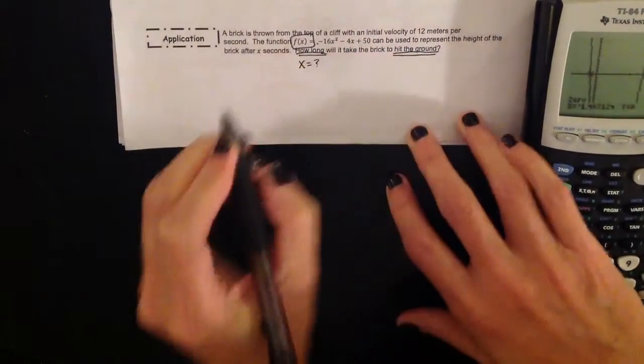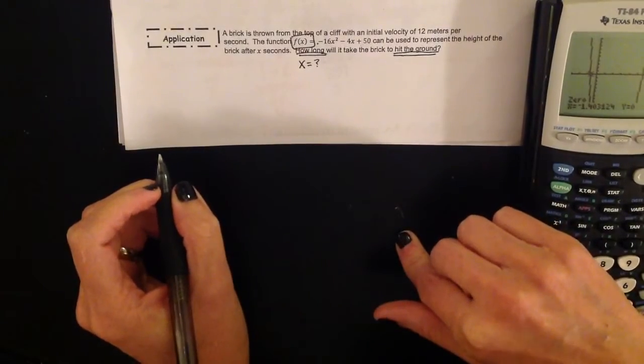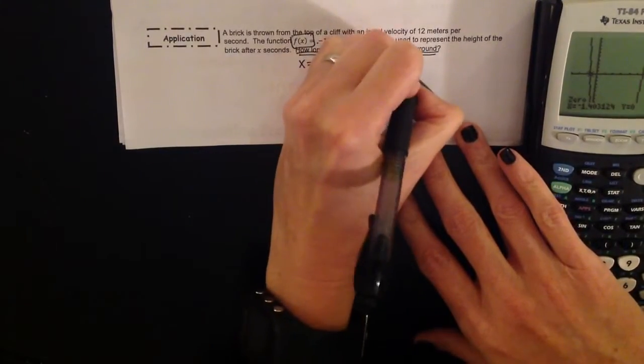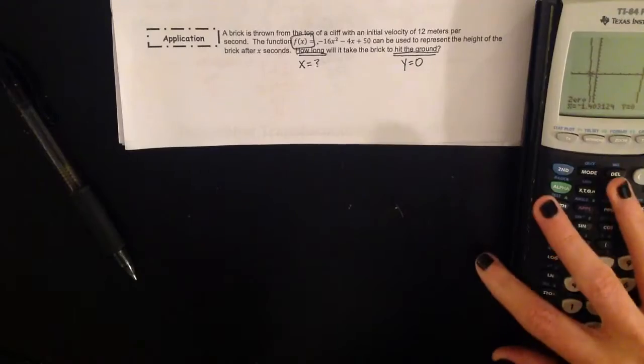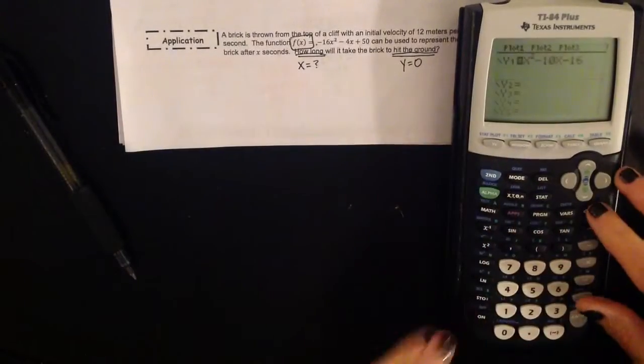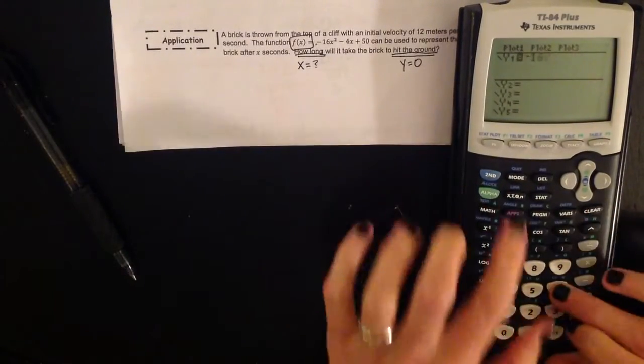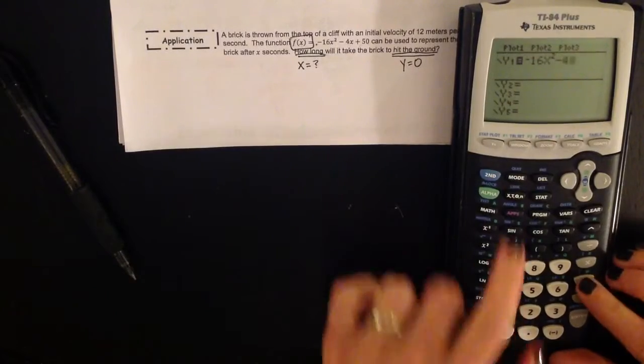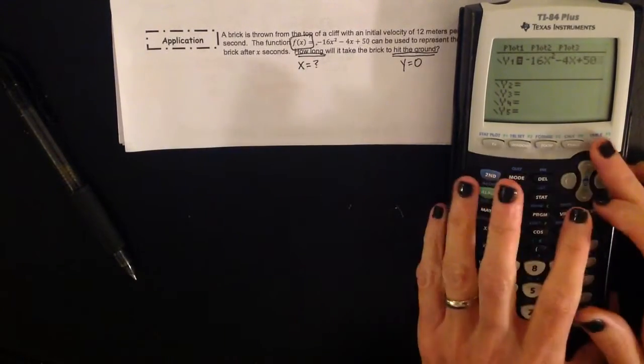Well, what do you know about your y value when you hit the ground? It's at 0. It's the lowest it can go. So they're looking for an x-intercept. So I'm going to type this in my calculator. Negative 16x squared minus 4x plus 50. I'm going to hit graph.